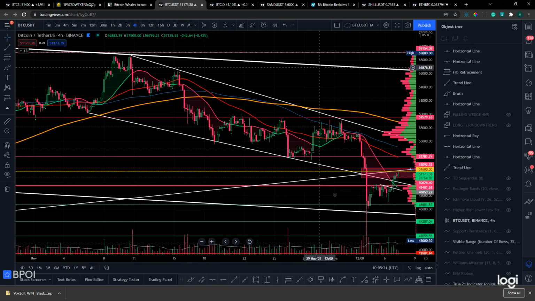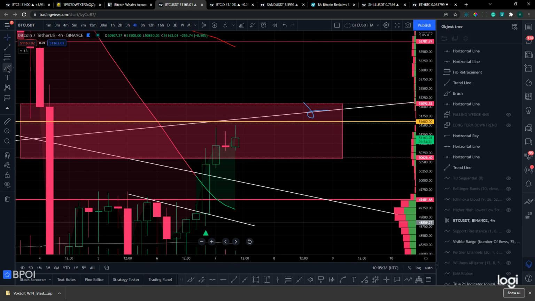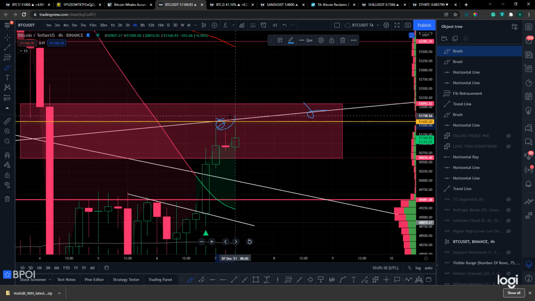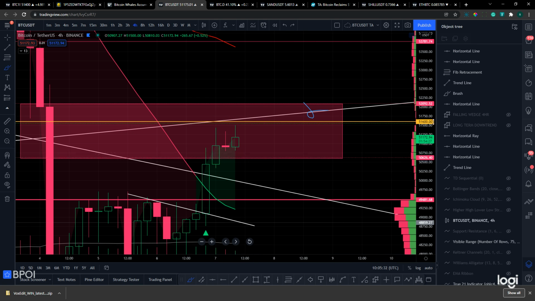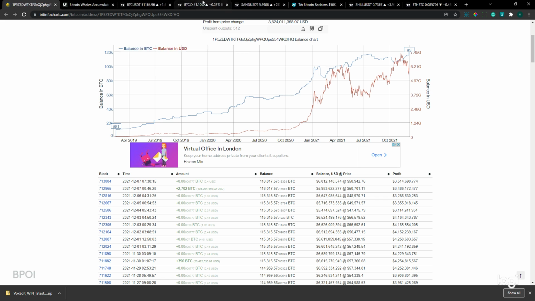So 4-hour chart reset. Okay, so let me just zoom in a little bit here. We're seeing exactly the same thing. So resistance at the top of what would be the CME gap, 51,600. Okay, so this is an initial level that Bitcoin needs to overcome. So I'm going to close the futures down. I don't need to be looking at that until next Monday. So just close that down. Don't need to save any changes.